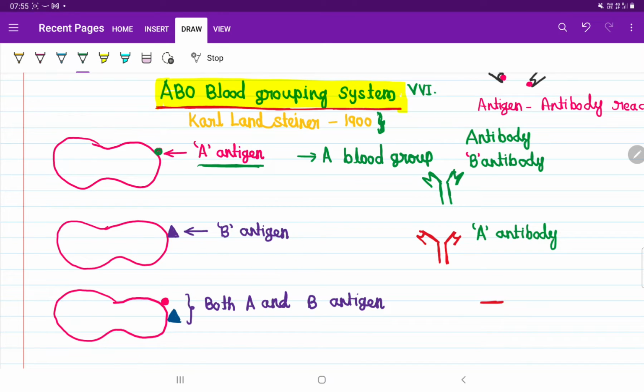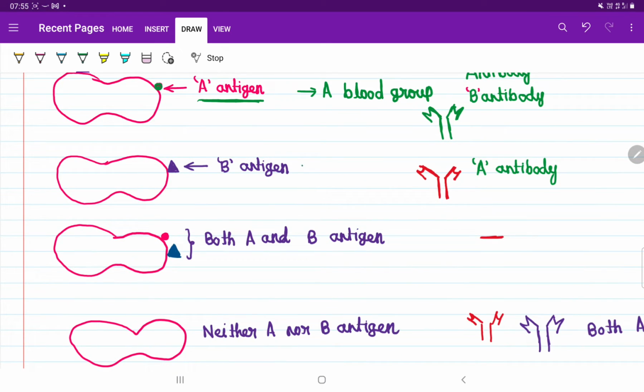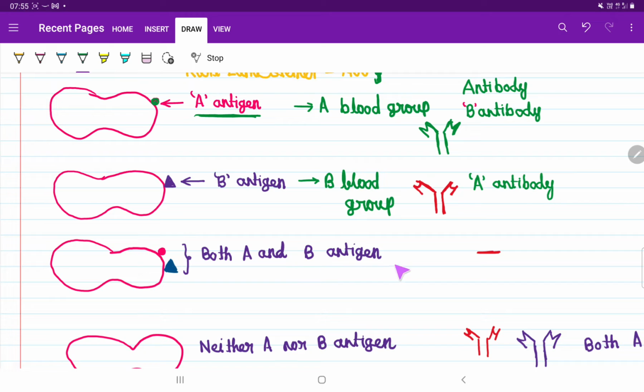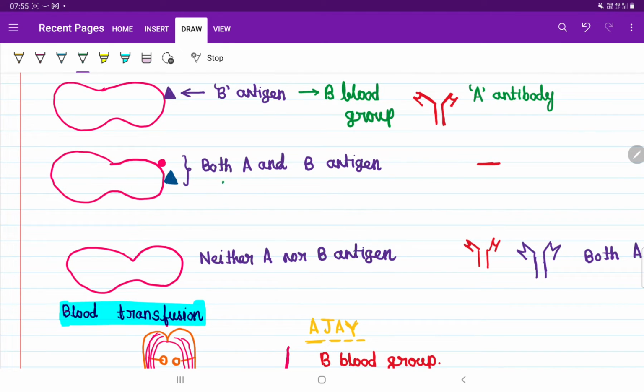If it had B antigen, then he said this guy has B blood group. And if both A and B antigens were present on some people's red blood cells, he said that this guy had AB blood group.